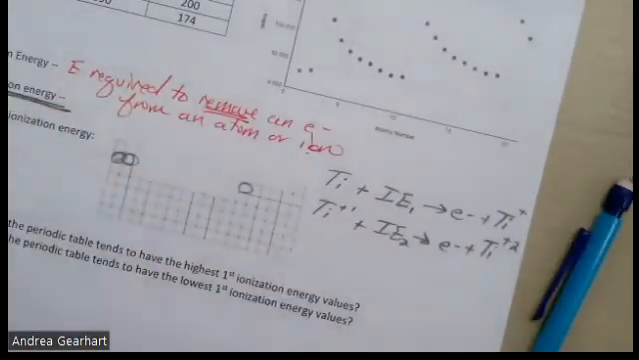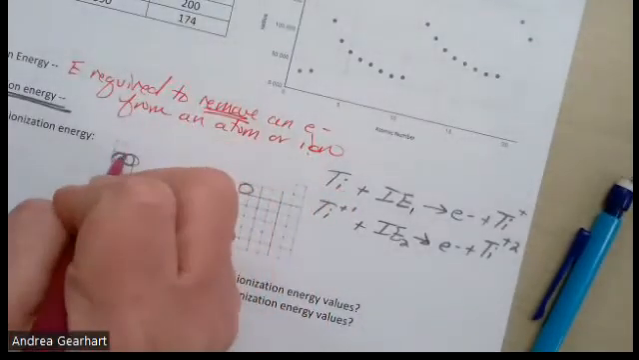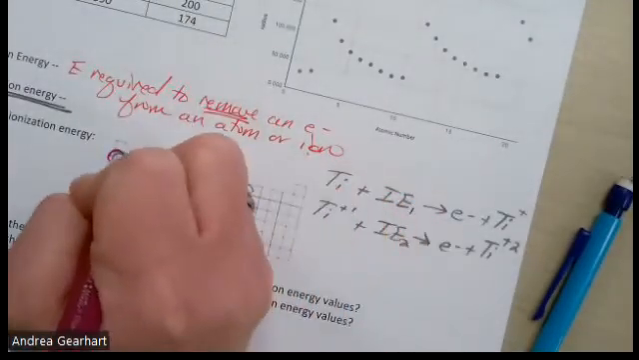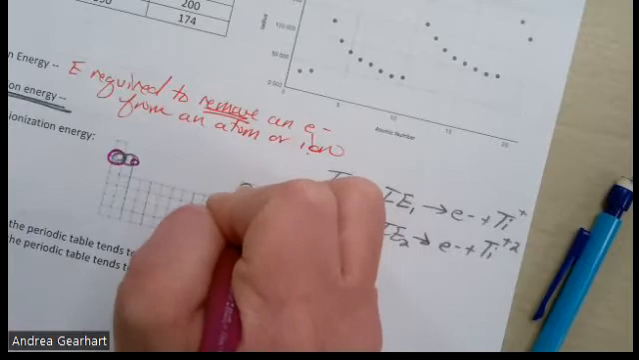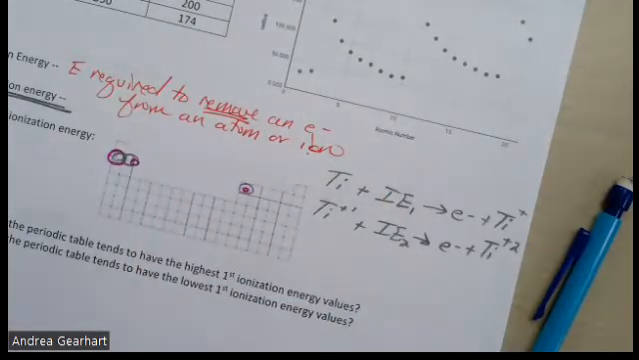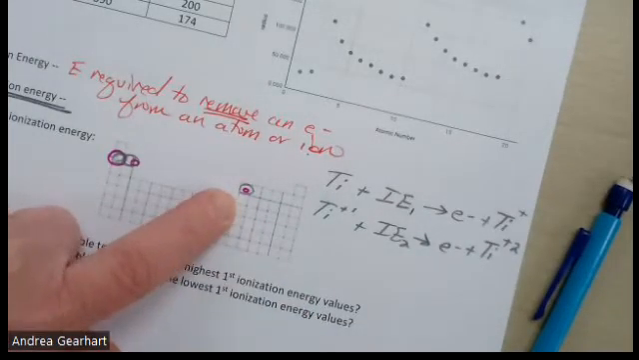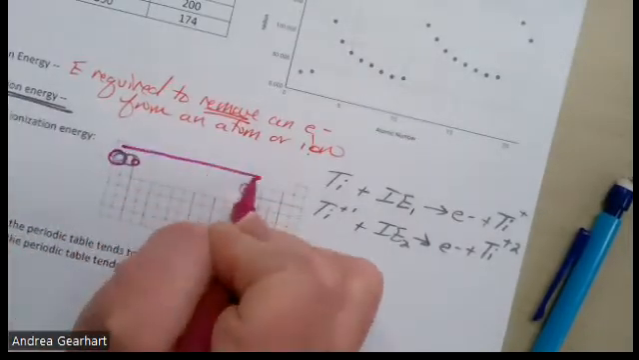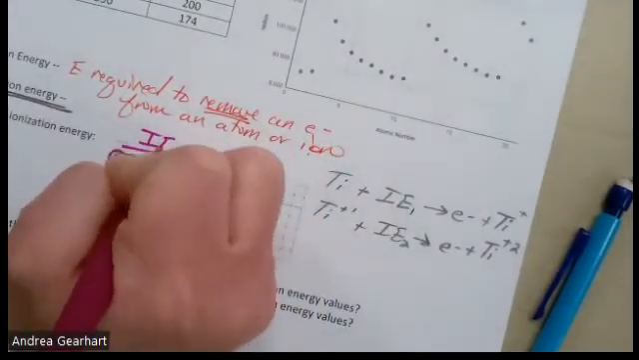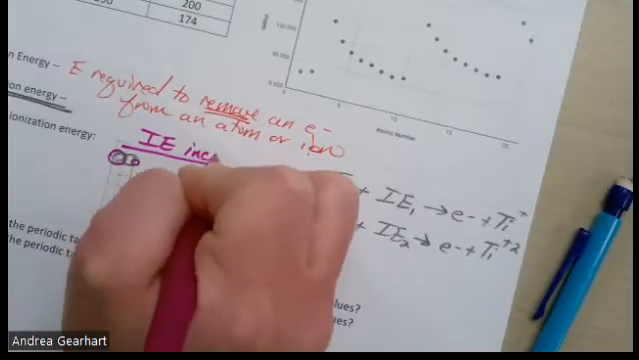Okay. Our atoms get smaller across the period. So we're getting smaller and smaller. The closer an electron is to the nucleus, the more strongly it's held, the greater the energy we have to invest to eject it. So when we go from left to right, ionization energy increases.